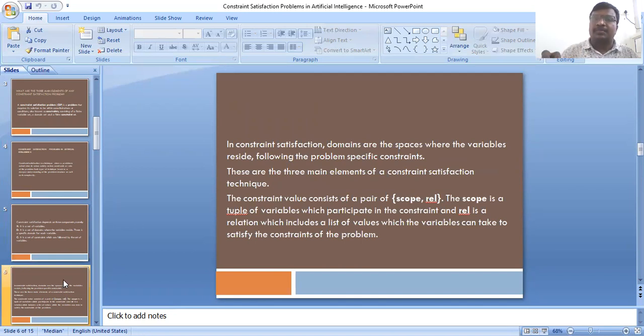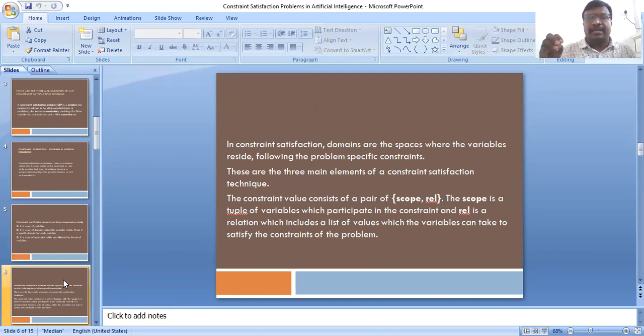In constraint satisfaction, domains are the space where the variables reside, along with the problem specific constraints. What are the problem specific constraints? These are the main elements of the constraint satisfaction techniques.